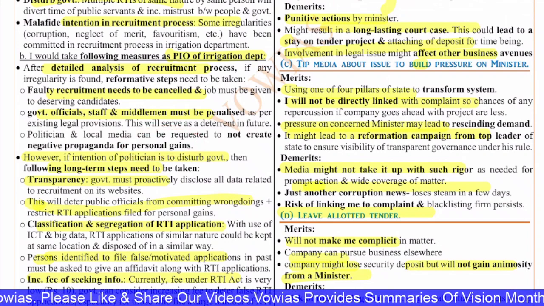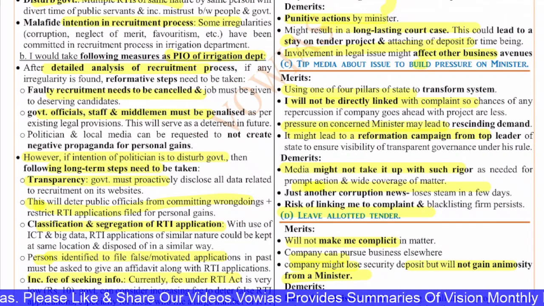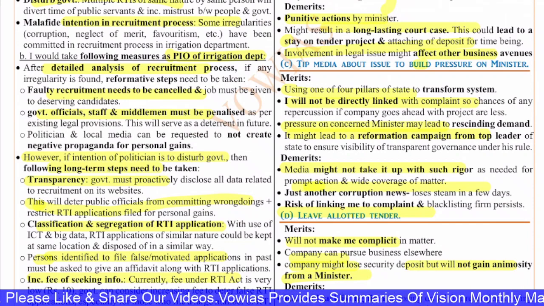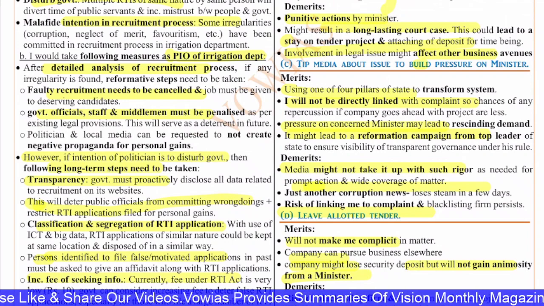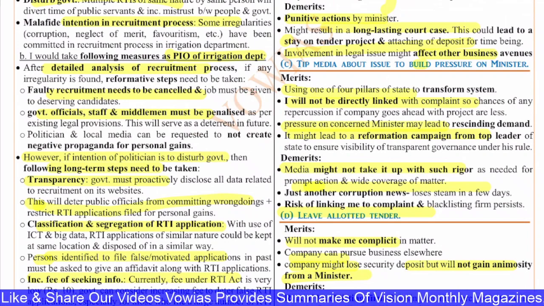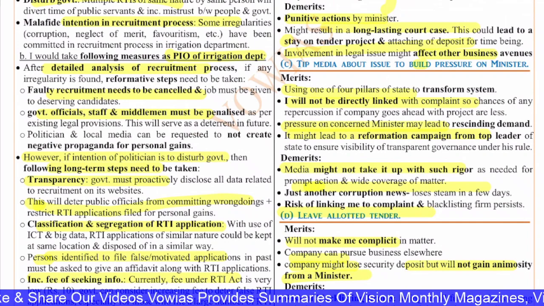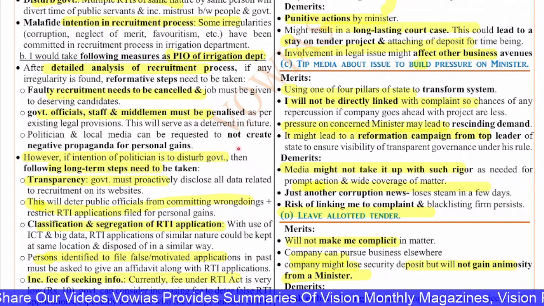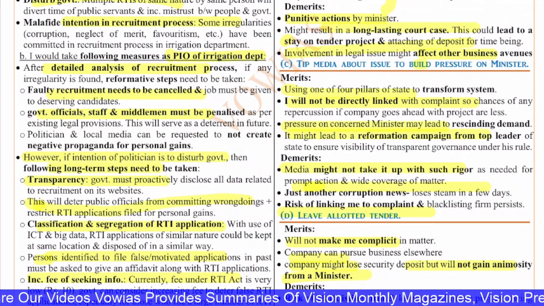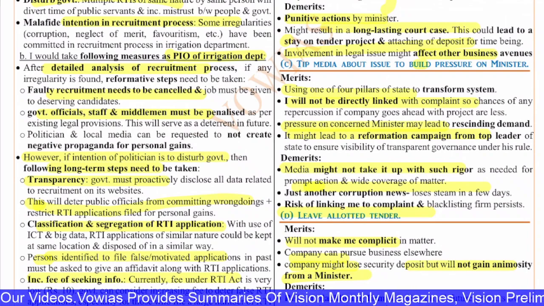So here you can see, if there is any faulty recruitment anywhere, what are the steps that can be taken? These are the ones. You can use this in multiple ways. First is the correction, next is the government officials being penalized and punished, and next is requesting the local media and the politician.